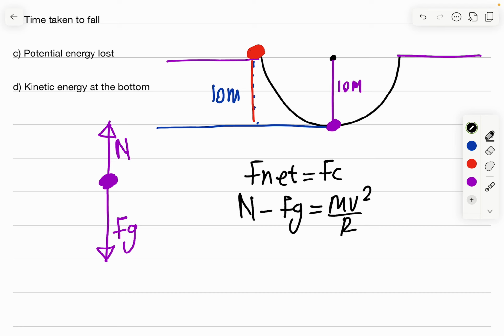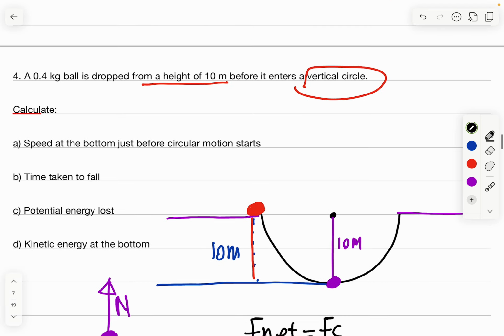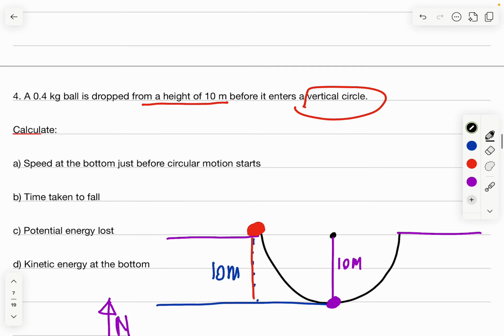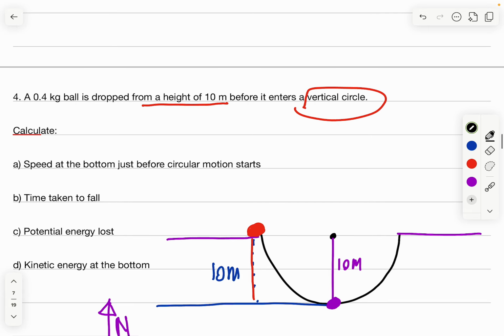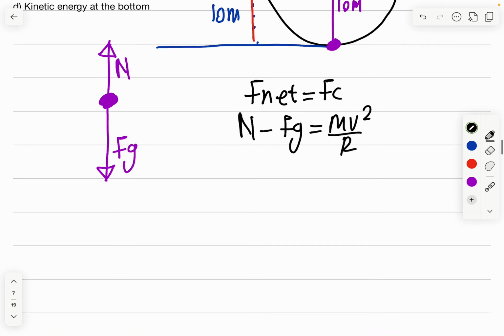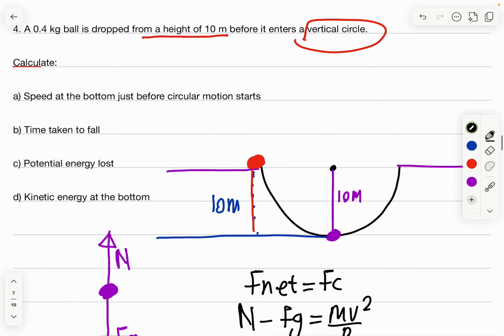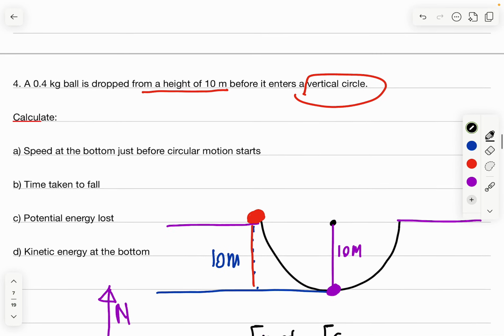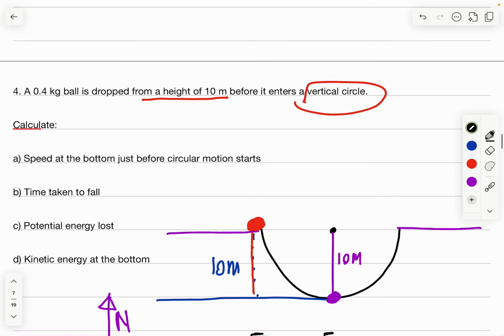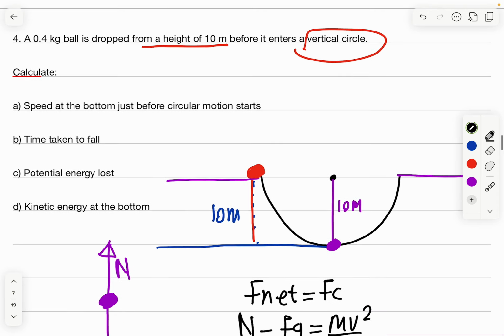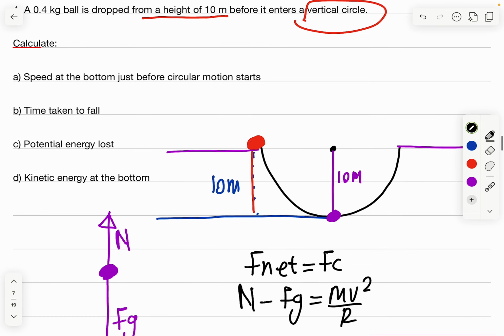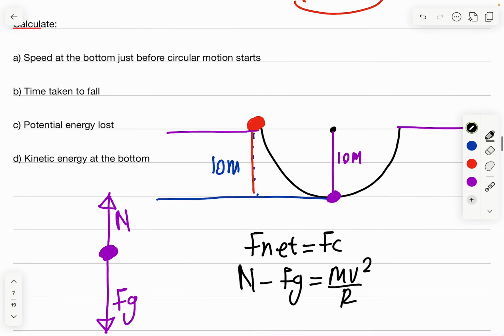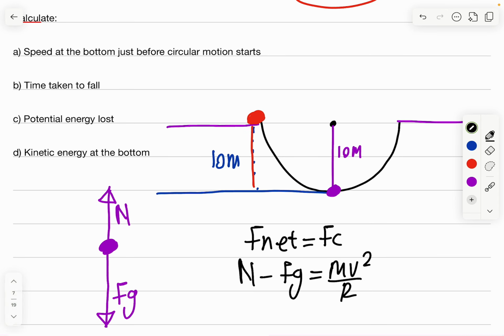So it means we are going to have what? Let me see. The motion starts, we're going to have something like this. This thing is common sense, ne? Time taken to fall, the speed at the bottom just before the circulation starts. Oh, just before the circulation starts, they are trying to trick us, and they also tricked me.